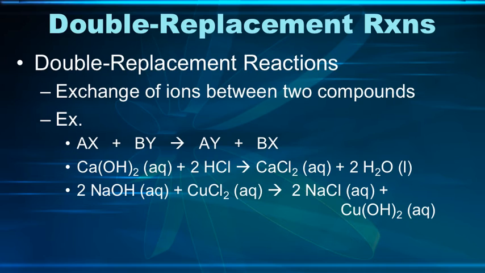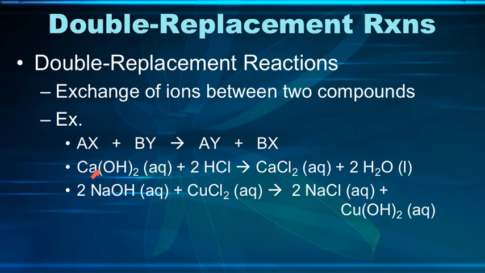Our last type of reaction here is called a double replacement reaction. This one, generically, is going to look like the following. AX plus BY yields AY plus BX. Essentially, A and B are going to switch places. A and B are switching spots. You're exchanging ions between two compounds. So how you can identify this one is you have a compound plus a compound yielding a compound plus a compound. These are generally going to be the longest looking type of reactions.